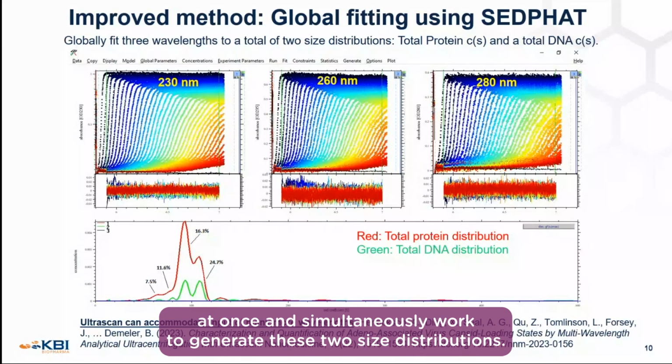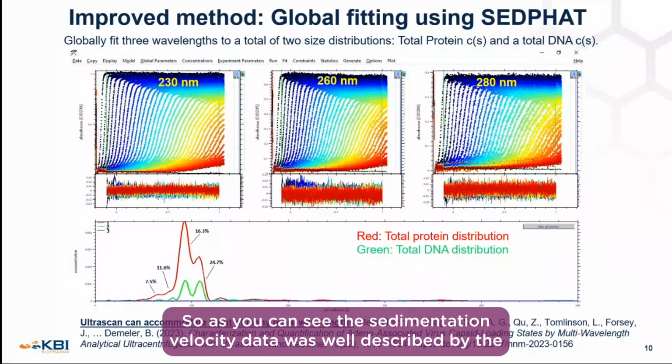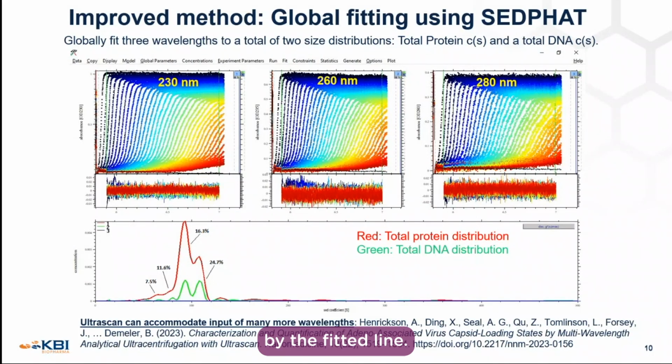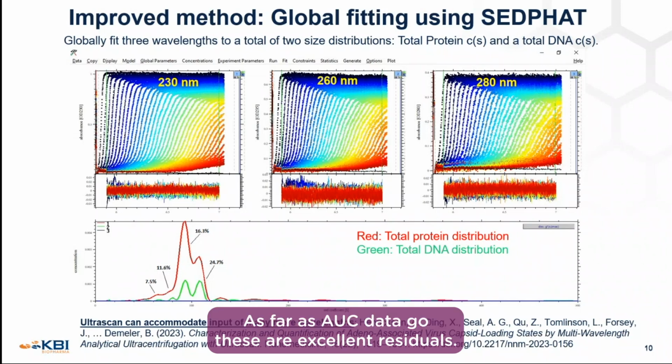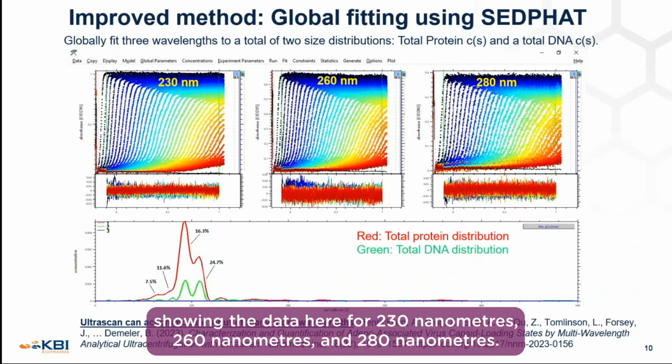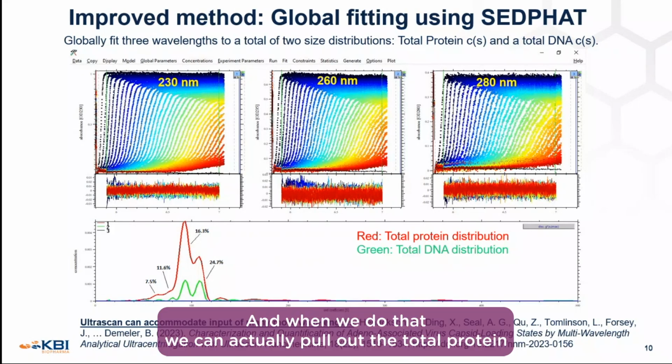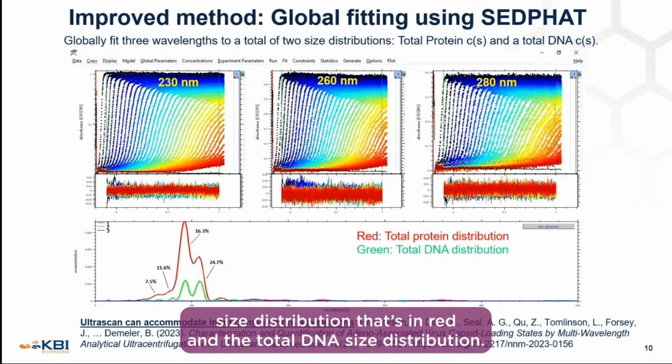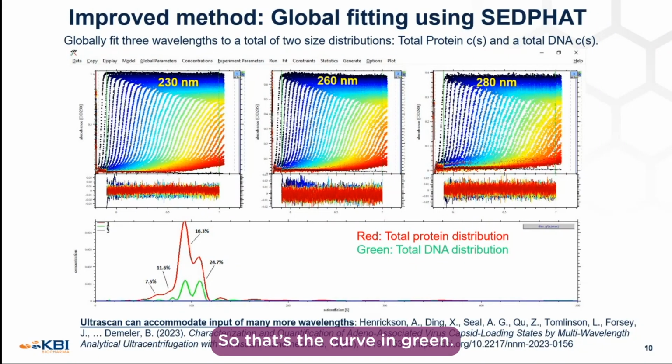And when we do that, it works really well, right? So as you can see, the sedimentation velocity data are well described by the fitted lines. It gives us good residuals as far as AUC data go. These are excellent residuals. And we're showing the data here for 230 nanometers, 260 nanometers, and 280 nanometers. And when we do that, we can actually pull out the total protein size distribution, that's the curve in red, and the total DNA size distribution, so that's the curve in green.